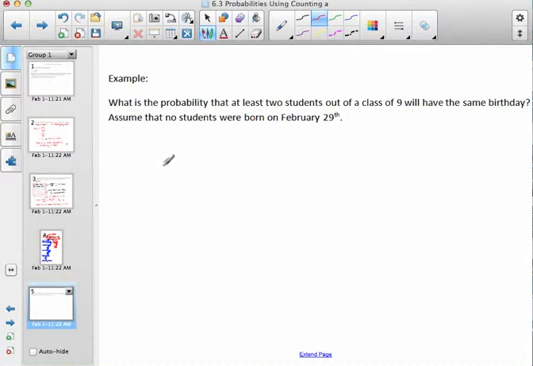So, what is the probability that at least 2 students out of a class of 9 will have the same birthday? First of all, everyone raise your hand if you have a birthday in May. Oh, good for you. You guys are very special.